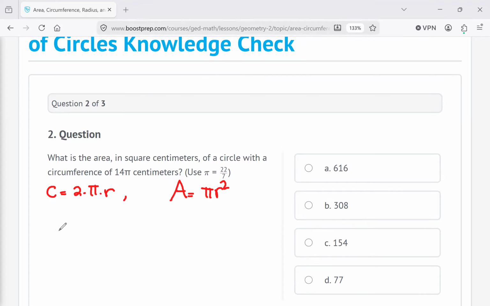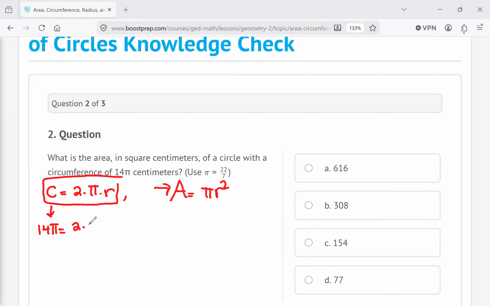So what do we have to do? I think we need to use this formula first to find the radius, because we need to find the area, right? The area is pi r squared. So let's go ahead and use this formula. What did they tell us? They tell us two things. Their circumference is 14 pi, so I'm going to replace the C with 14 pi.